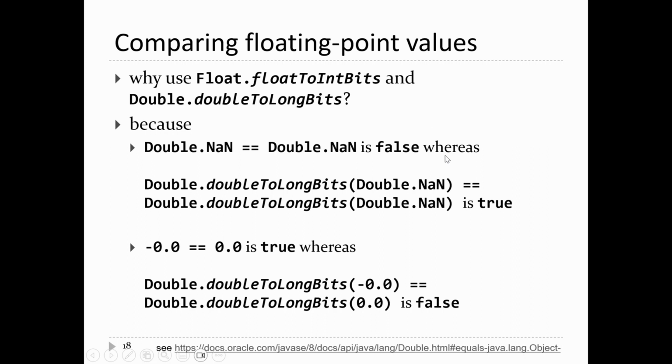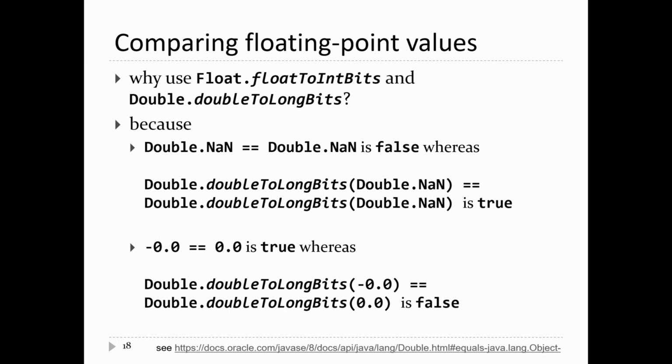If you're testing whether two objects have the same state, and their state happens to contain not a number, then you probably want to know whether both objects contain not a number. So you can't use == directly on two double values if not a number is a possibility. So what do you do instead? You convert it to a long value using doubleToLongBits. If you do that and compare the two not a number values, that returns true, because it looks at the bit pattern of that value and compares it to the bit pattern of that value. They have the same bit pattern because they're both not a number, and so that will return true.